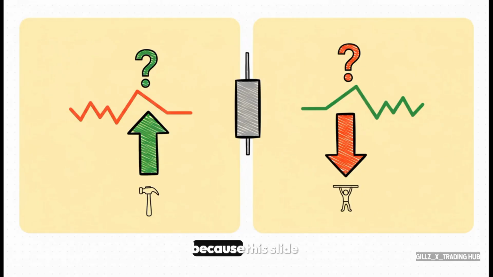Pay attention here, because this slide highlights the single most important rule of candlestick patterns. Context is everything. The hammer and the hanging man, they can look absolutely identical. The only difference is where they show up. The same candle shape that signals a potential bottom after a downtrend signals a potential top after an uptrend.